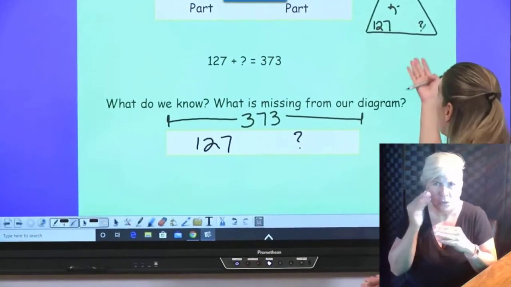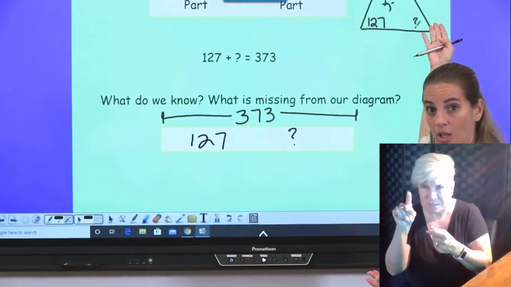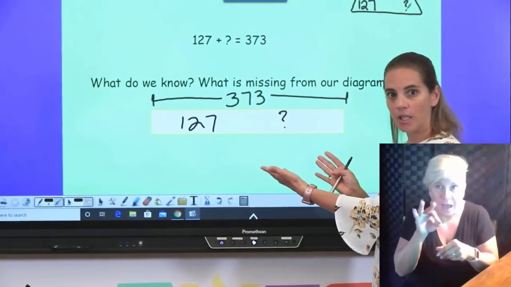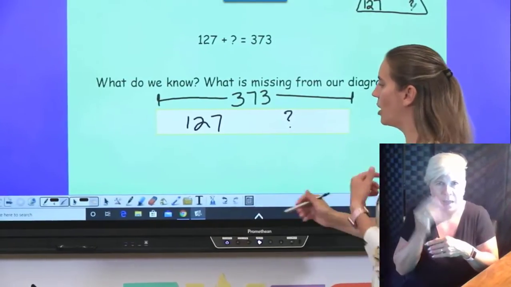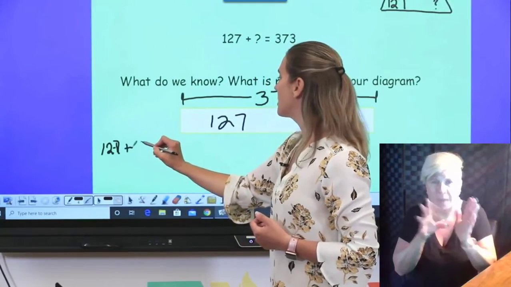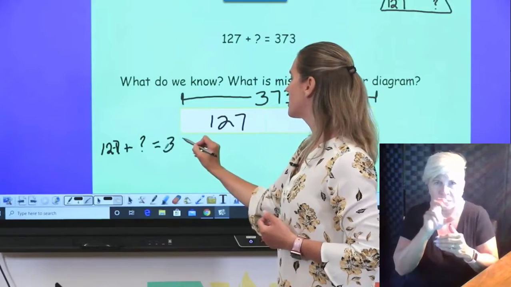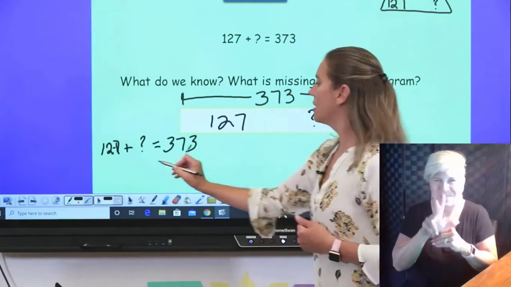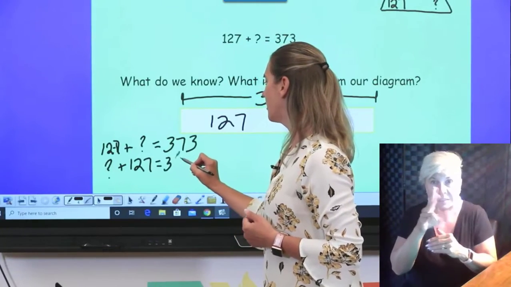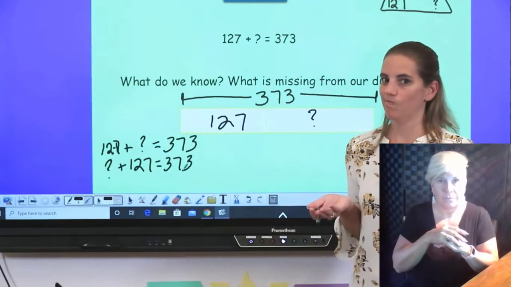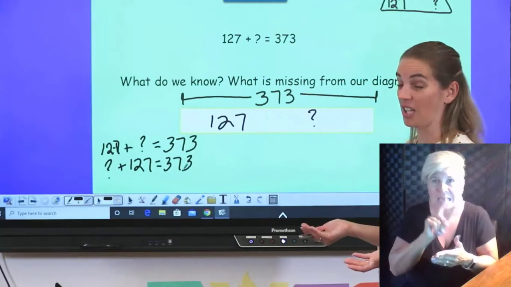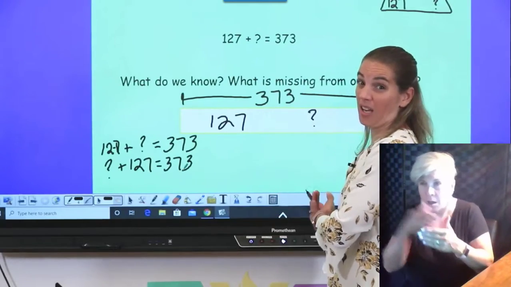Oh man. Well, now I know I have 127 here and I have a question mark here. Well, do you know how to solve the equation to find this question mark? Sure you do. If you know how to solve this one, then you can solve this one. So let's find really quickly what's missing. All right, well, I know that 127 plus my question mark equals 373. Okay, I know that question mark plus 127 equals 373. Does that help me? Not really. I need that 373, or that question mark, to be all the way on that right-hand side.